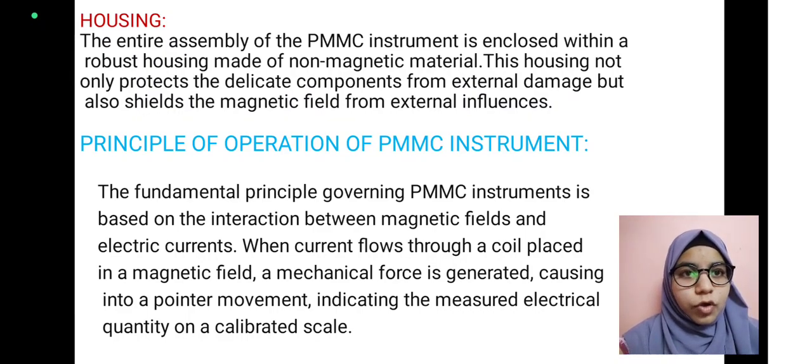We have the principle of operation of the PMMC instrument. The fundamental principle governing the PMMC instrument, that is permanent magnet moving coil, is based on interaction between magnetic fields and electrical currents. When current flows through a coil placed in a magnetic field, mechanical force is generated causing a pointer movement indicating the measured electrical quantity on a calibrated scale.